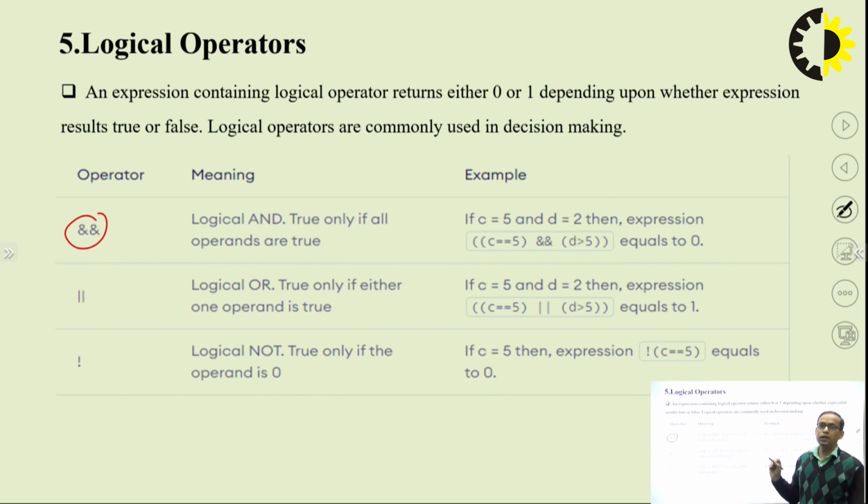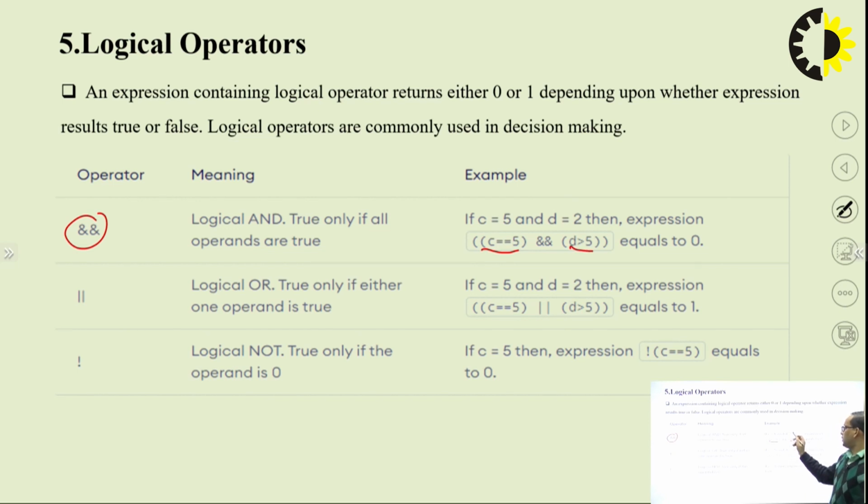Okay, and it will return true, which means 1, if both the conditions are satisfied. For example, we have two variables, c and d. The value of c is 5 and the value of d is 2. Then consider this condition: c is equal to 5 and d is greater than 5.